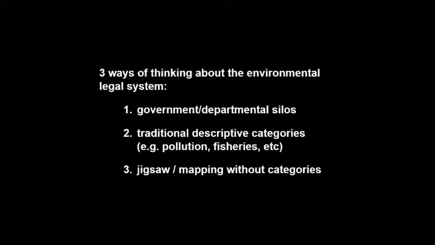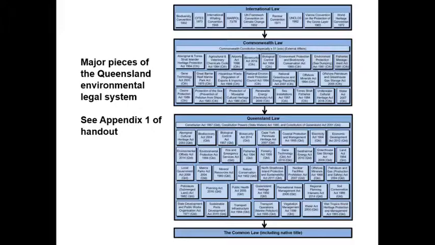You need some way, though, to think of this big complicated system. A way that I'd suggest is useful is to think of it as a jigsaw and map it without categories. What I've given you as a handout in Appendix 1 is a little diagram that comes from a book I wrote a while back called Synopsis of the Queensland Environmental Legal System. It has a short summary of all the major pieces of environmental law in Queensland. How I like to explain the overall legal system is to think of it in four levels: international law, our national laws, the state laws, and then in our system, the common law.